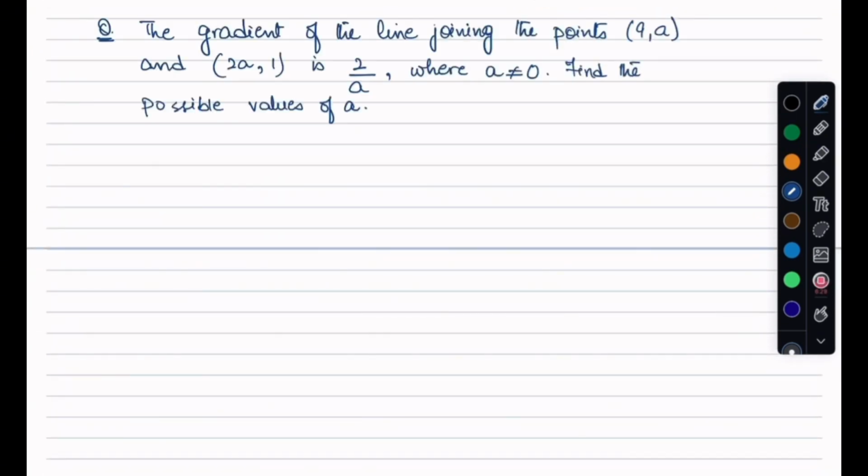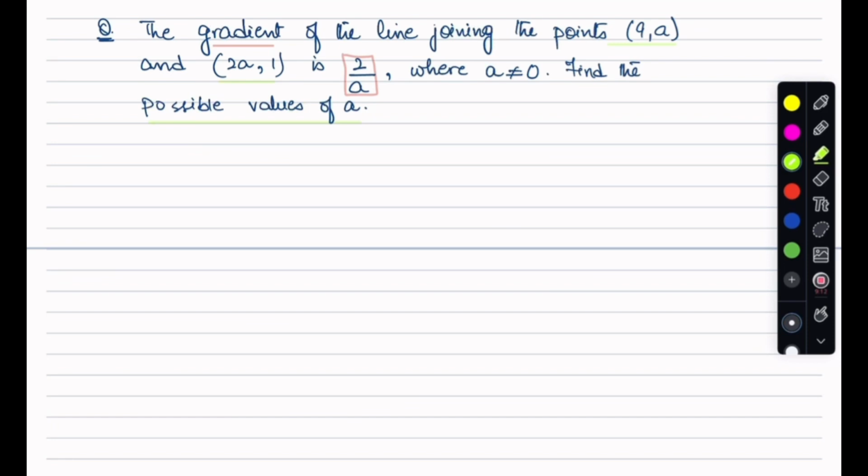So let's do another question. The gradient of the line joining the points (9, a) and (2a, -1) is 2 by a, where a is not equal to 0. Find the possible values of a. So to underline the keywords here, we are given the gradient, and the gradient here is 2 by a. And there are 2 points given to us. One is (9, a) and the other is (2a, -1). And then we are supposed to get the possible values of a.